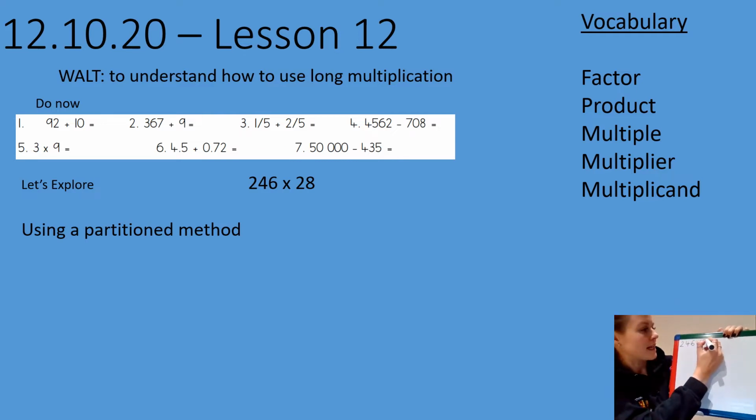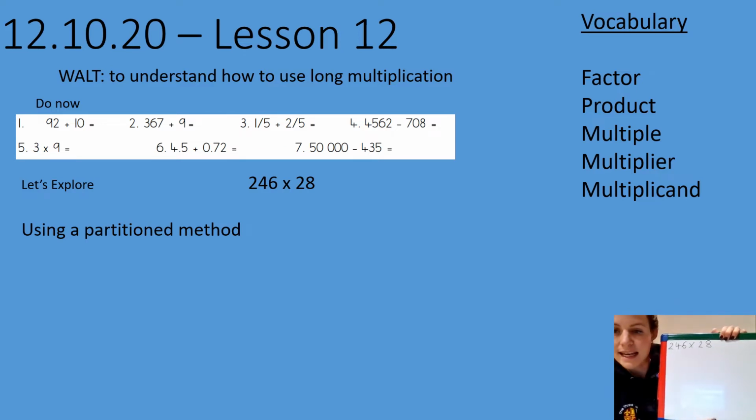246 multiplied by 28. Now don't forget, before you move on to your Let's Explore, you've got your 7 arithmetic questions. Give yourselves 4 minutes. So you might want to stop the video now, have a go at those questions, and then come back on to the Let's Explore. Try and time yourself 4 minutes, because then you will get into the habit of working quickly through those questions. Okay, so maybe stop the video, give yourselves 4 minutes, and then come back to the multiplication.